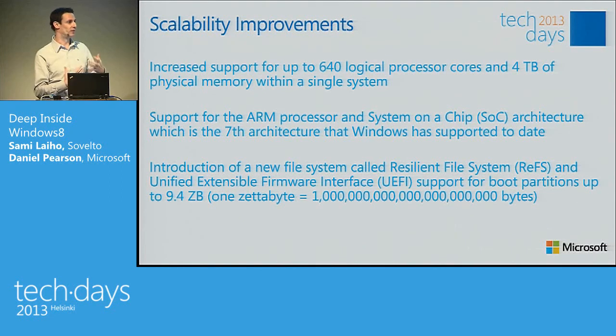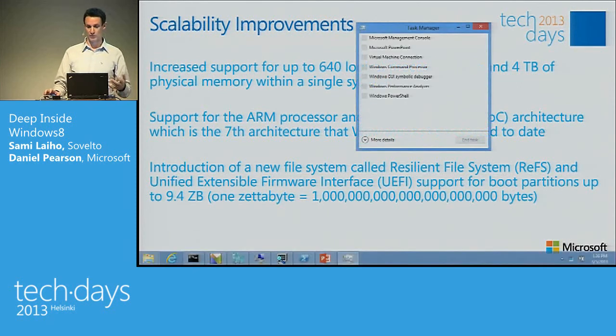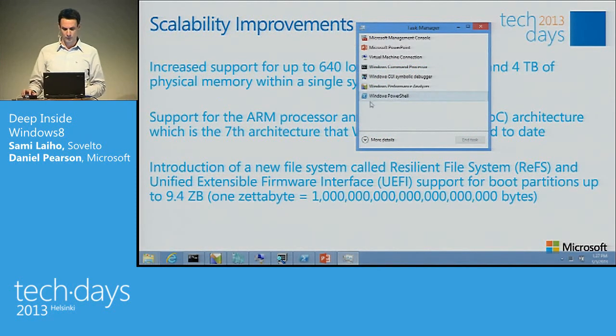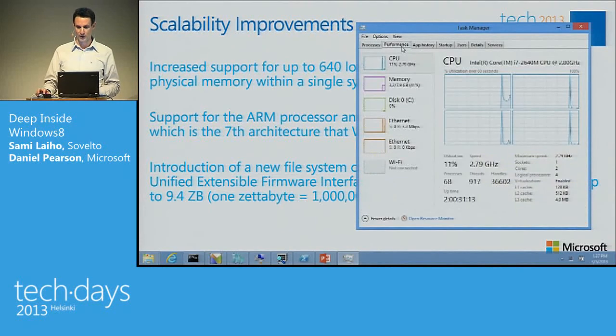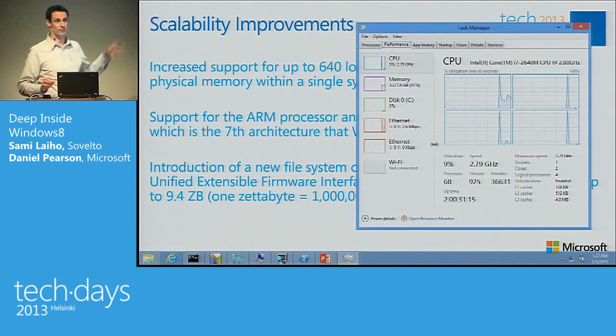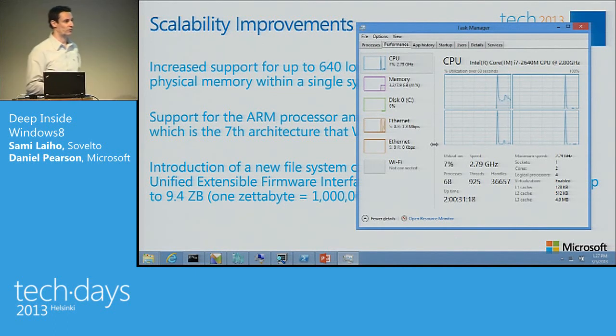Now, in order to accommodate this, there were changes made inside the kernel itself, but there were also changes that needed to be made to the tools that IT professionals are used to using on top of the operating system. If we have a look, for example, Task Manager was one of the tools that had a major overhaul. If I expand here and have a look at the Performance tab, you'll see that this looks a lot different than it used to under Windows 7.